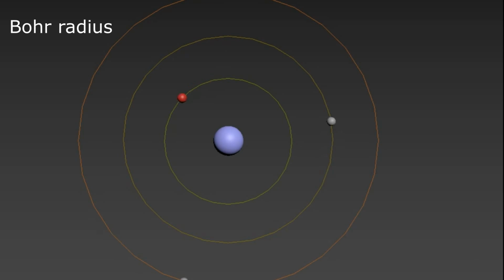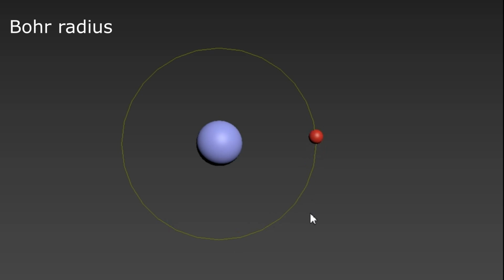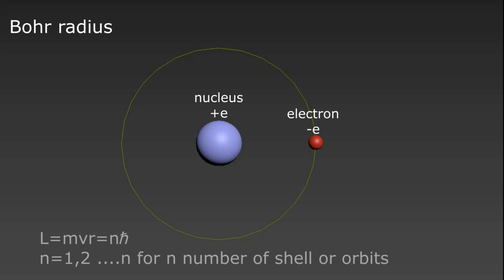In 1913, Niels Bohr proposed a model for the atom to explain the stability of electrons and the discrete spectral lines of hydrogen. Bohr's model is based on two key assumptions. Electrons revolve around the nucleus in circular orbits due to the Coulomb force between the positively charged nucleus and the negatively charged electron. The angular momentum of the electron is quantized, meaning it can only take discrete values.